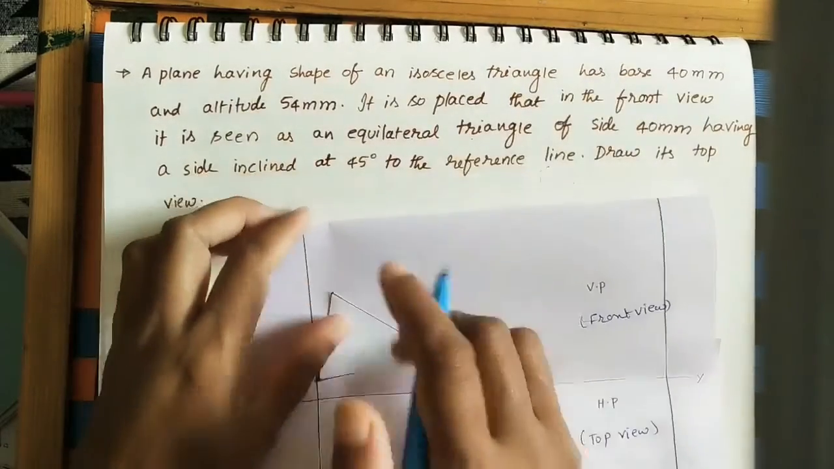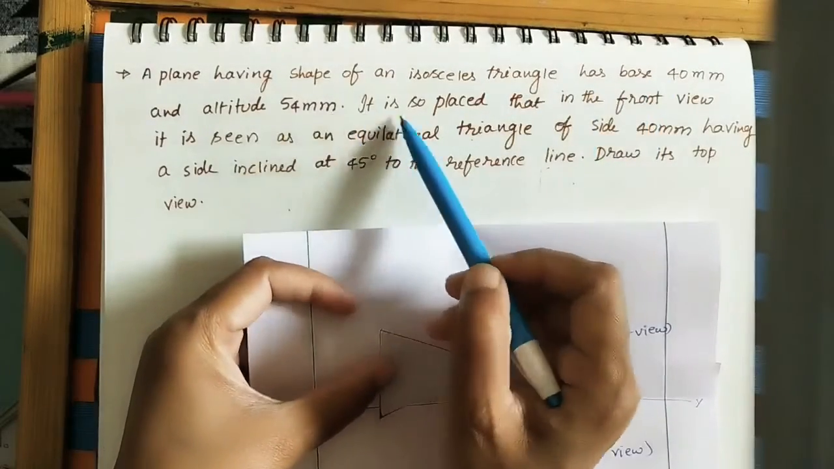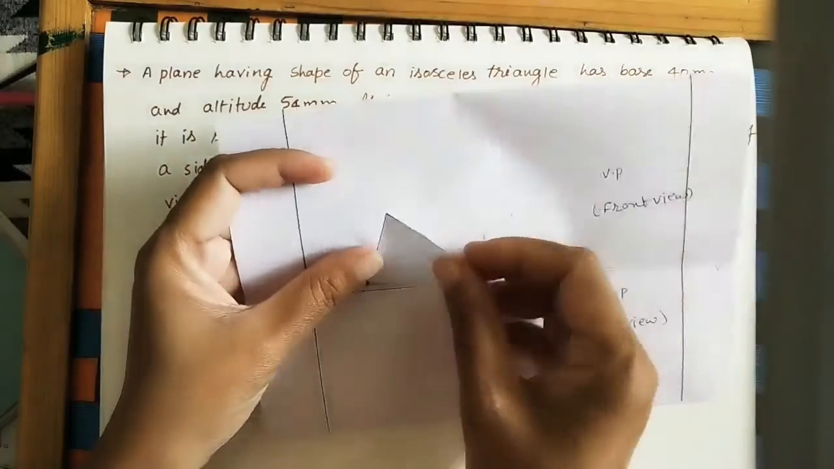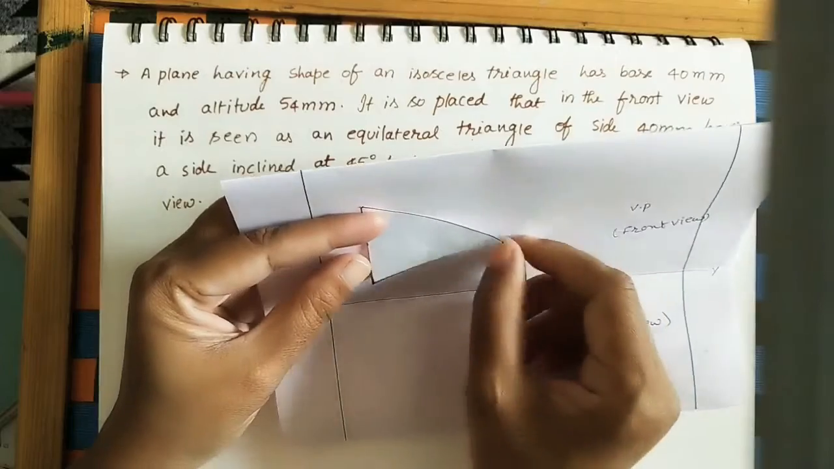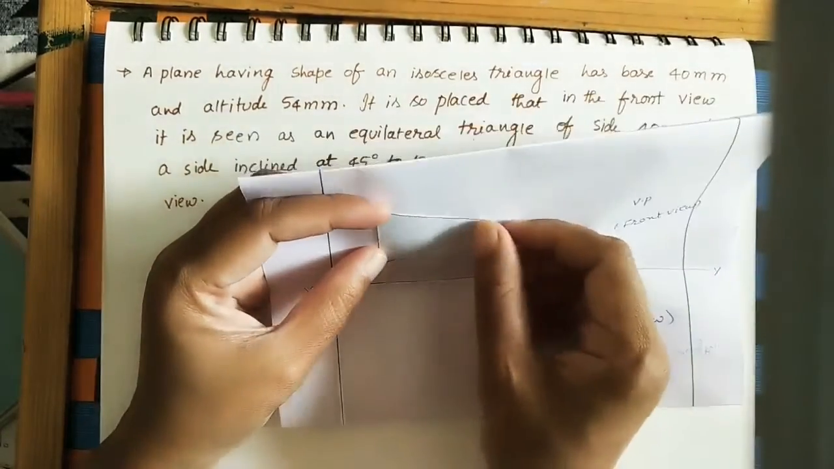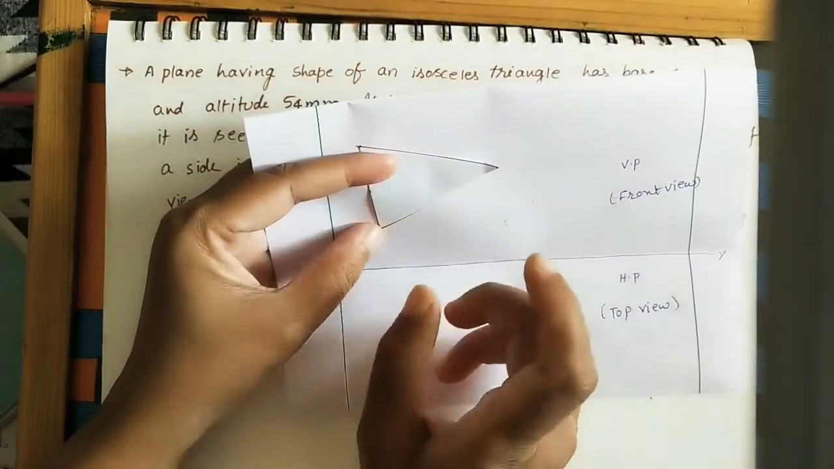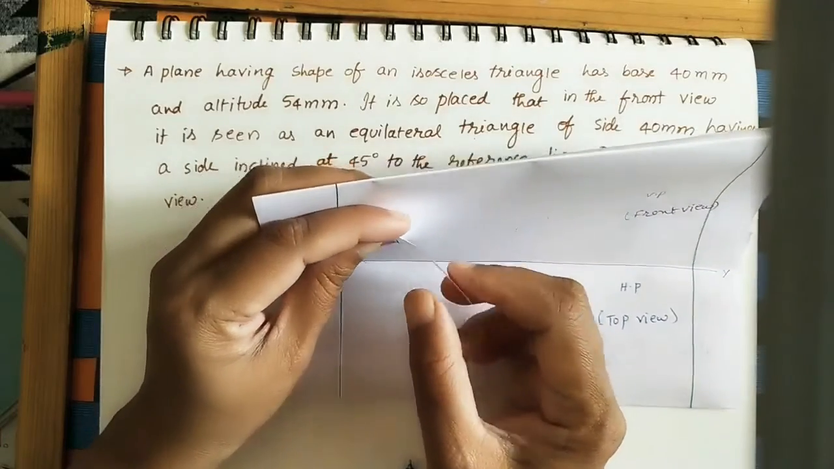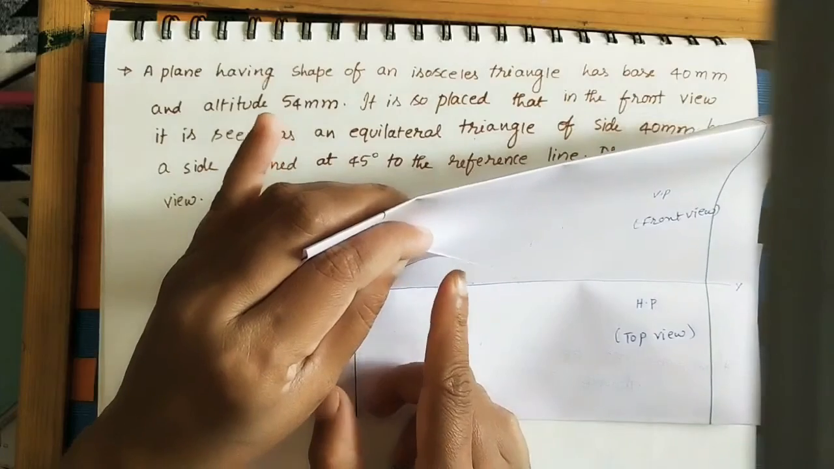Here take an isosceles triangle with base 40 mm and altitude 50 mm. It is so placed that in the front view it is looking like an equilateral triangle. How is it looking like an equilateral triangle? If you keep it like this, in the front view it is looking like an isosceles triangle, not an equilateral triangle. So if we tilt it like this, at some angle with the vertical plane, it may look like an equilateral triangle like this.